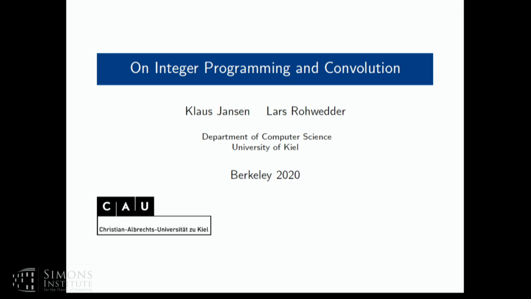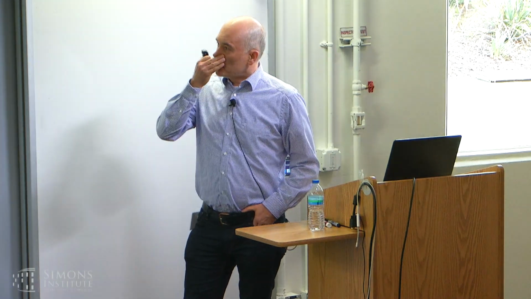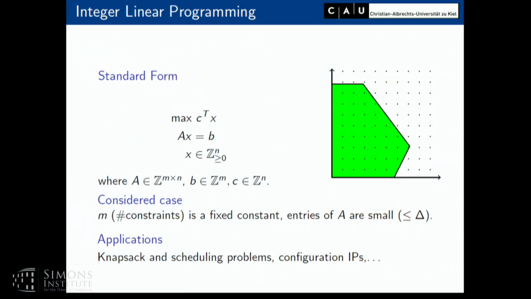Thanks for the introduction. This is joint work with my former PhD student, Lars Rohwedder, who's now in Lausanne, about integer programming and convolution. So the main focus here is that we look at integer linear programs in standard form. And the considered case is where the number of constraints in the matrix is a parameter or a fixed constant, and the entries of the matrix are also small, bounded by some parameter delta.